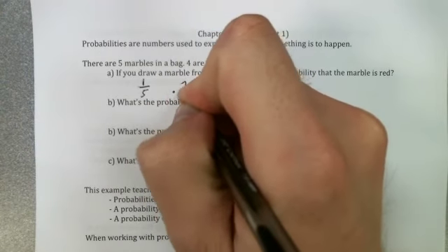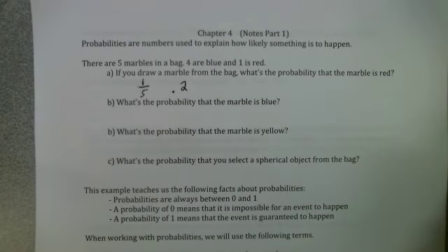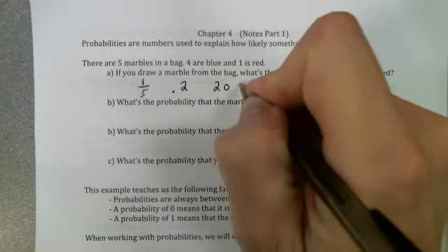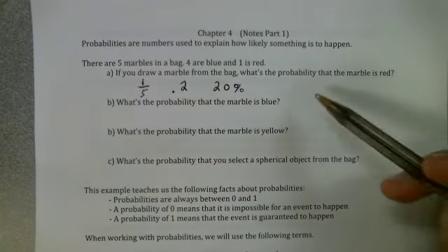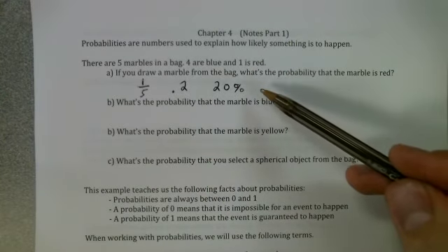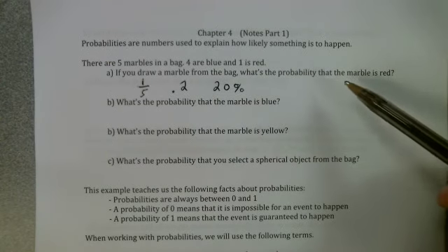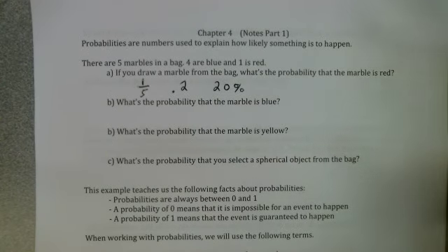1/5. You could also write that as a decimal, 0.2. You could convert that decimal to a percentage if you want and write 20%. These are all different ways of writing the same thing. These would all be acceptable answers. So the probability of grabbing a red marble is 0.2.